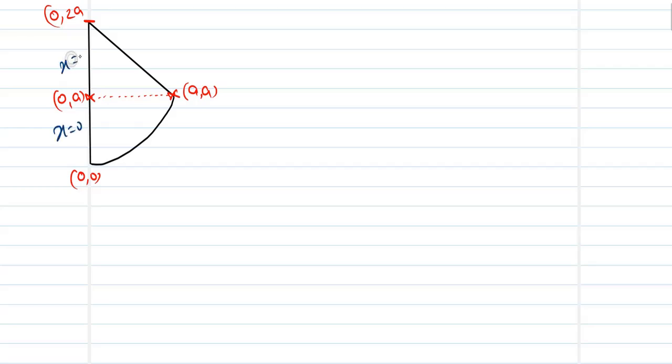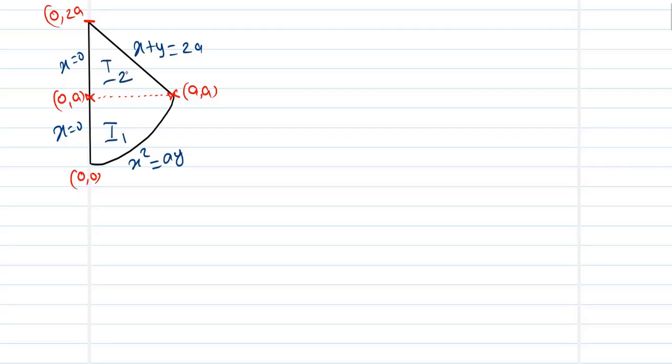The name of this line is going to be x equal to 0. Here also x equal to 0. But when I move along over here, this curve is called x square is equal to ay. And over here you have the straight line called x plus y equal to 2a. So let me name this as region 1 and this as region 2.